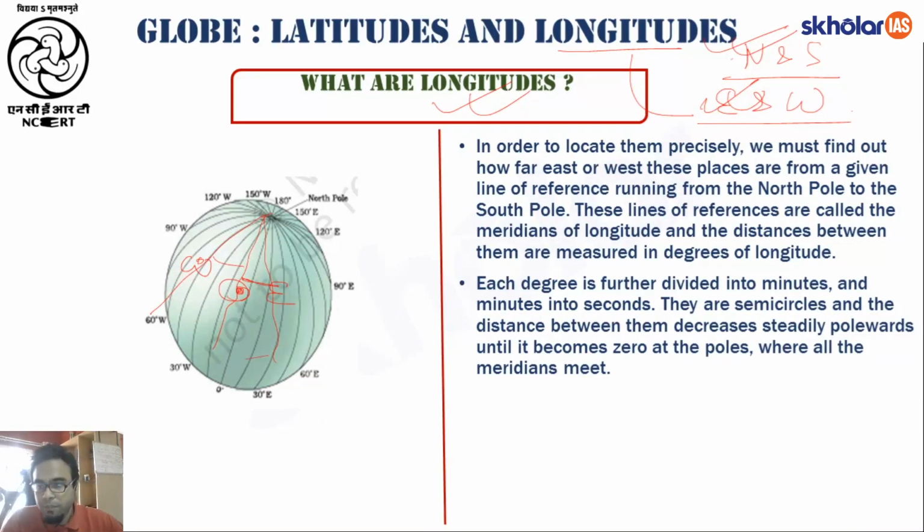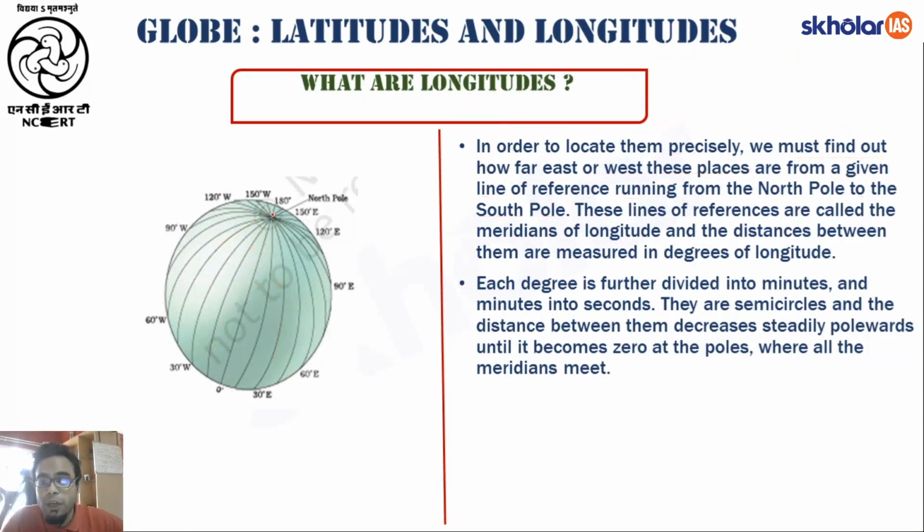Understood this? Right. So what is the first point? In order to locate them precisely, we must find out how far east or west these places are from a given line of reference running from the North Pole to the South Pole. So this reference line that I am talking about runs from the North Pole to your South Pole, right? And these lines that you see here, running from your north pole to your south pole, are called your longitudes, or rather your meridians of longitude, and the distance between them is measured in degrees. So the distance between these two longitudes, for example, is measured in terms of your degrees.